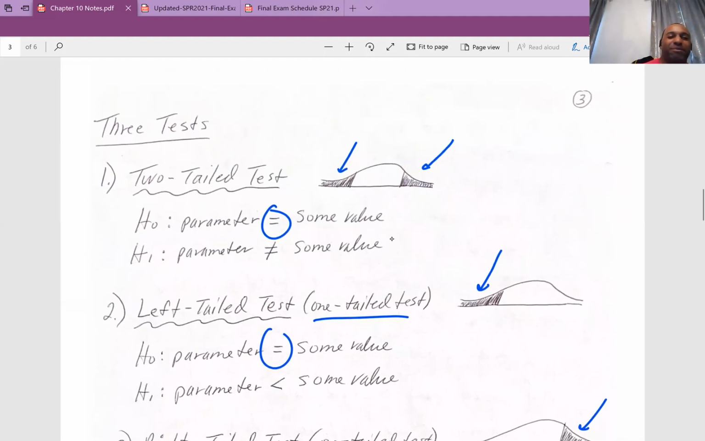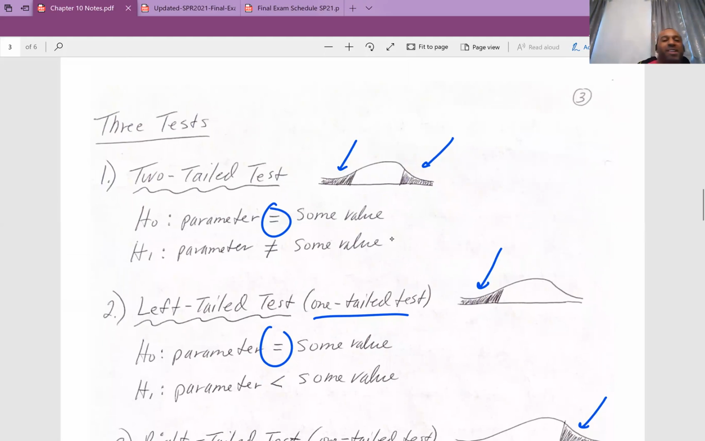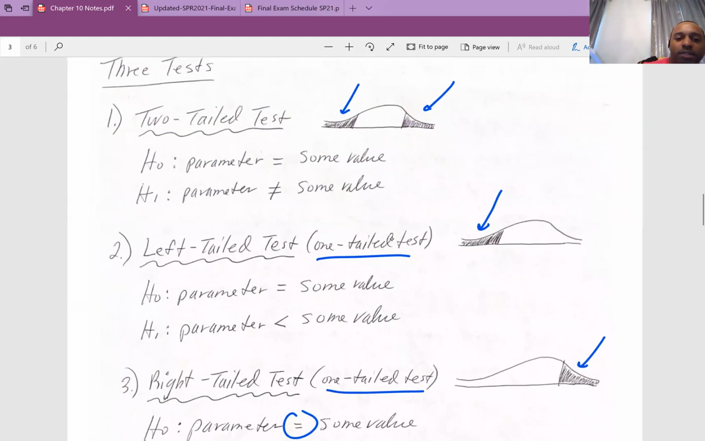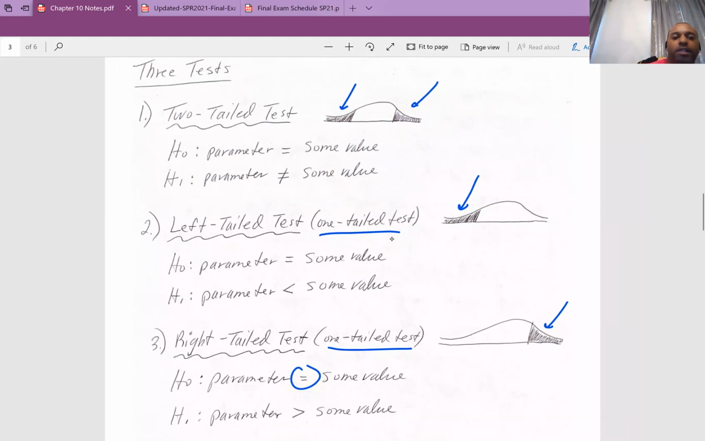All right. So we have 3 tests. We have our two-tailed, and let me erase some of this stuff. So we'll go here. Our two-tailed test. It's two-tailed because you see we have two tails here, right and left. And as we progress throughout the testing process, you'll see why it's two-tailed. But just know it will be two-tailed.